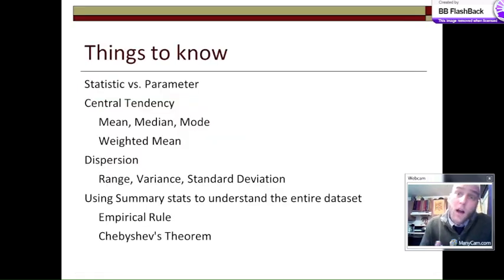The things we're going to talk about today are the differences and similarities between statistics and parameters. We're going to talk about central tendency and dispersion, central tendency being the classic mean, median, and mode. We're also going to talk about a concept called the weighted mean. We're also going to talk about dispersion, like range, variance, and standard deviation. And lastly, we're going to talk about how you can use the summary statistics when you're describing a data set to interpret what the data itself will look like.